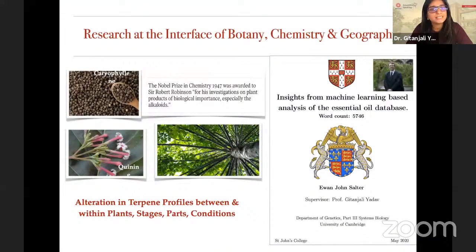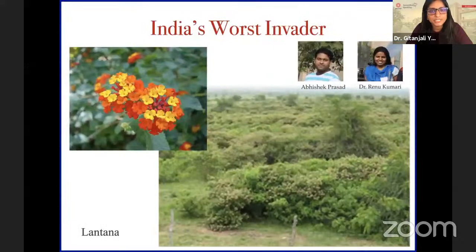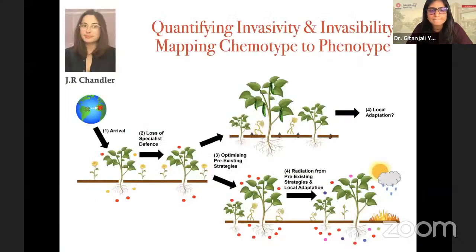Our research is at the interface of botany, chemistry, and geography, because we need to know where all lantana is growing, what its chemistry and toxins are, and how the plant grows, its botany. So this is my student Yuan at Cambridge and his thesis. This is my student Chandler Ramila, again at Cambridge, her thesis. And in India, it's Abhishek and Renu who are working with me.